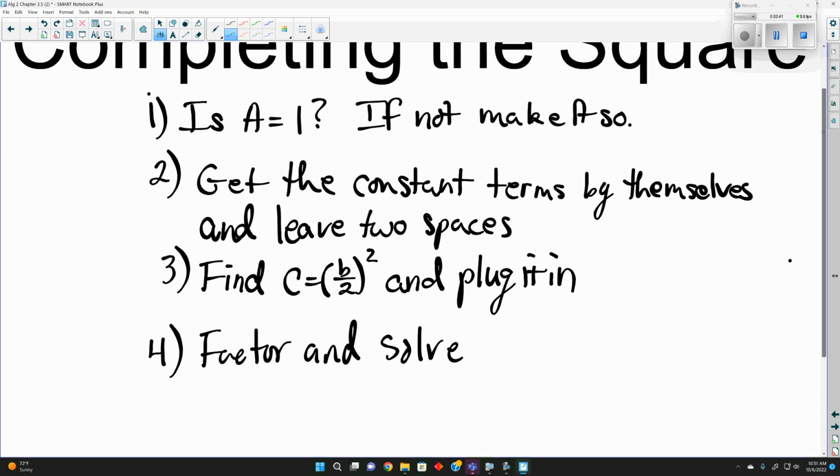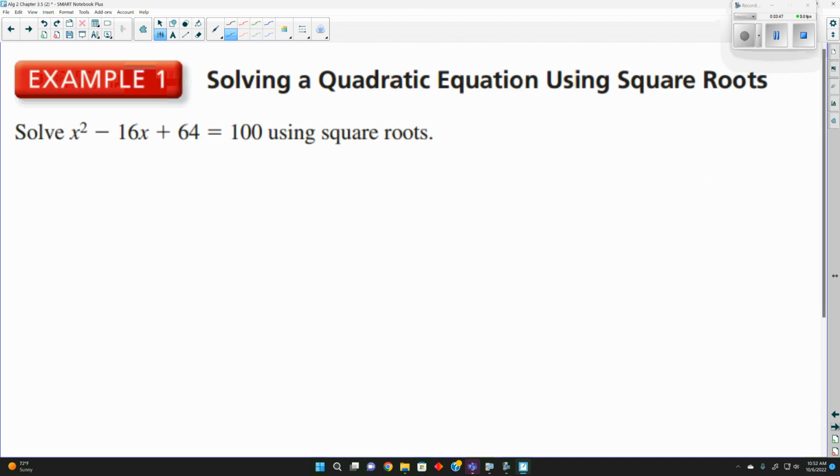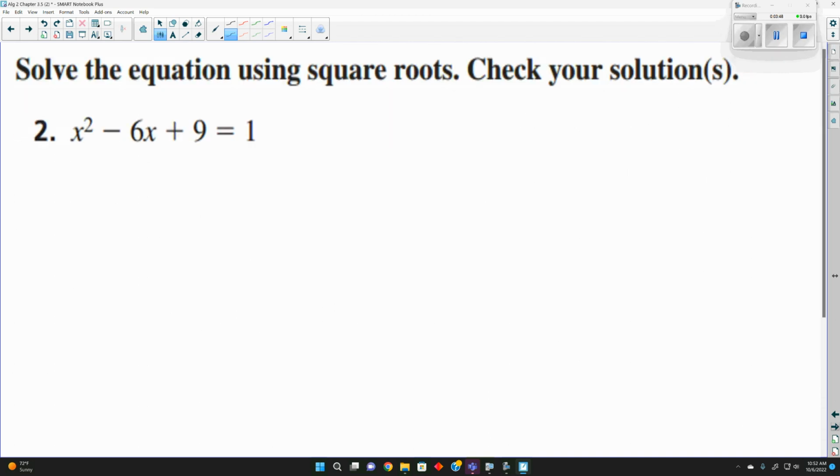So, did we get these copied down? Okay. These are going to be the main steps that we're going to use to solve these. Now, we did that one yesterday. We're going to go on and look at this one first: x squared plus 6x minus 9 equals 1 is the first one we're going to solve today.